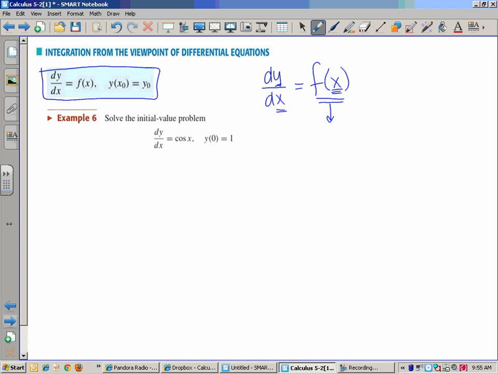So again, I'm an idiot, so I'm going to keep it simple, stupid. These initial value columns are a huge portion of the AP exam, by the way. They're used very, very often.